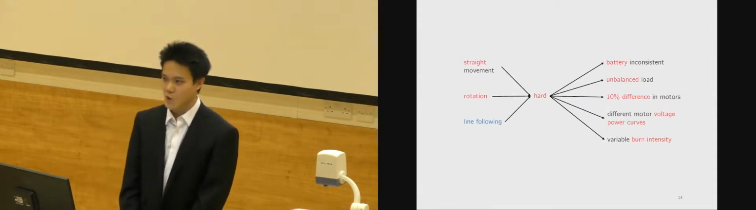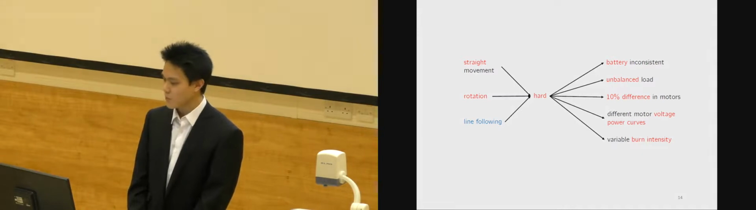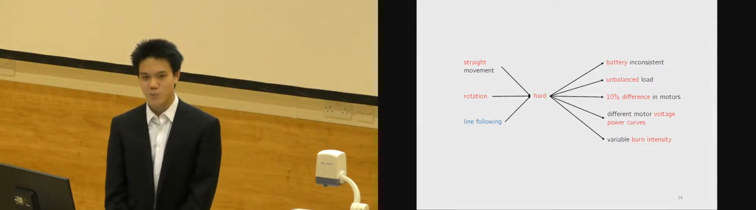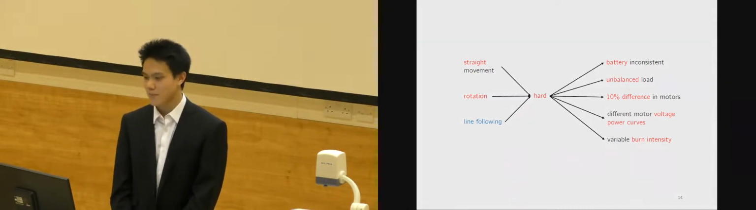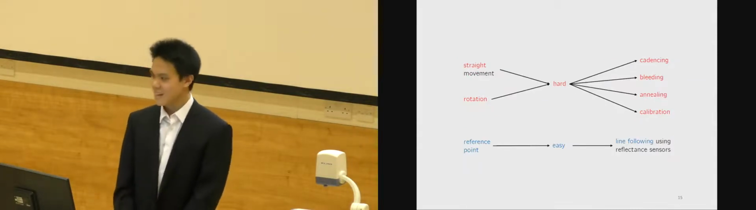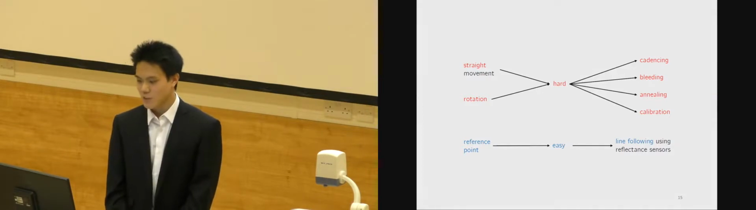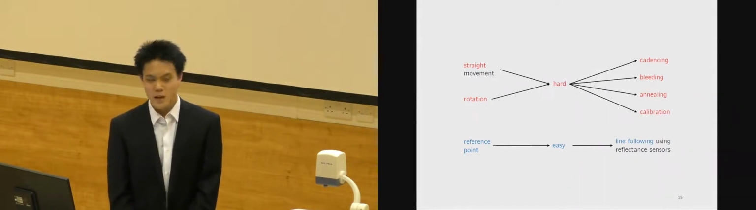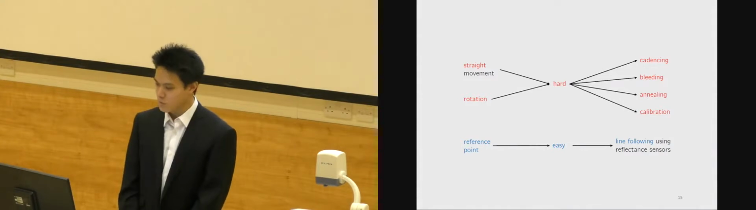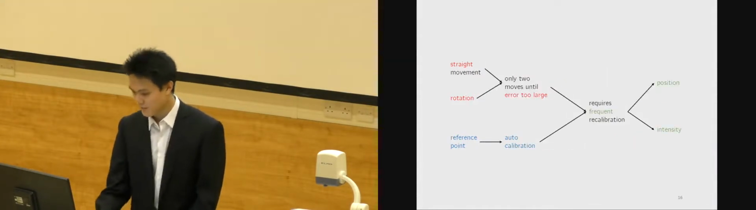It was hard to get the robot to move where we wanted to go because of the following reasons. We even had to put weights on the robots to ensure they remained balanced. However, it was really easy to find a reference point using line following. We decided the reference point would be a corner. We solved the problem of rotation and straight movement using these four techniques.